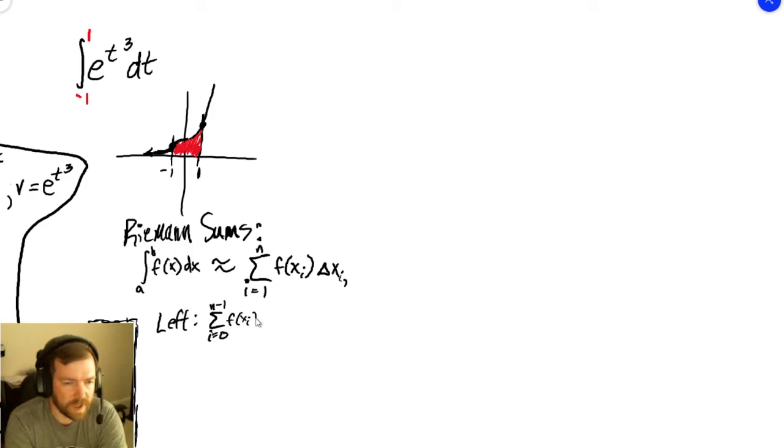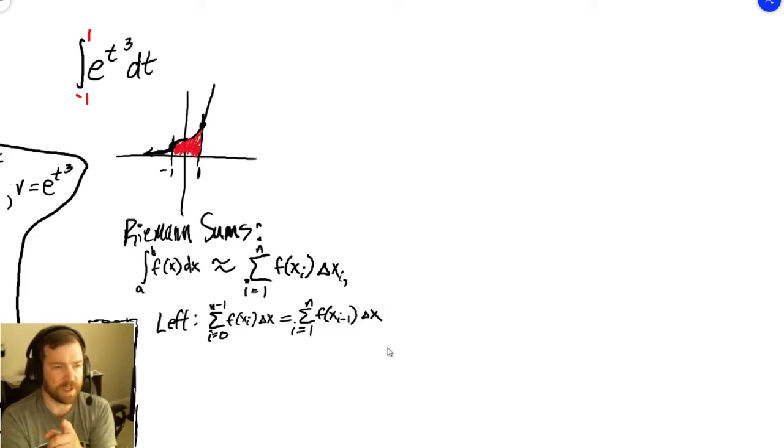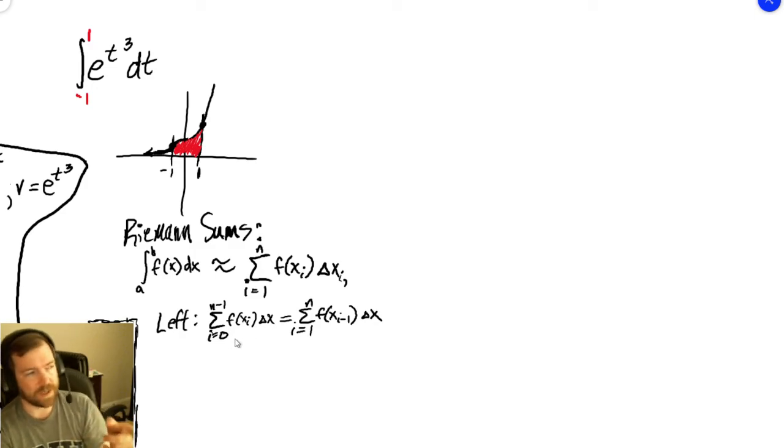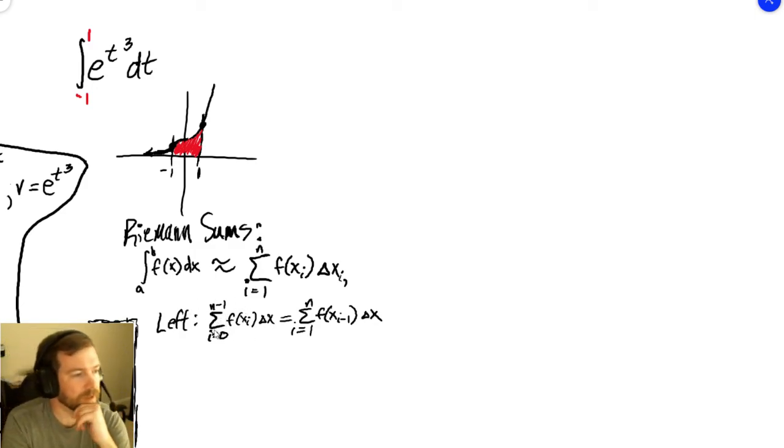Alright, so we use f of x sub i delta x, and again, I'm going to use delta x just as a single thing. This is going to be the same as going from i equals 1 to n of f of x sub i minus 1 delta x. So we change the index on the inside, or we can change the index on the outside. That's one of the ways to do it.